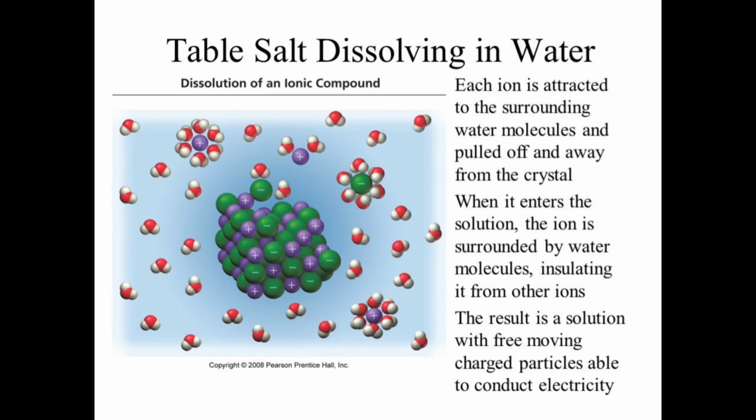When they enter into the solution, the ions are surrounded by water molecules, insulating them from other ions. The result is a solution with free moving charged particles able to conduct electricity. Now, what do we mean by this? When you dissolve salt in water, for instance, you observe that they form ions.